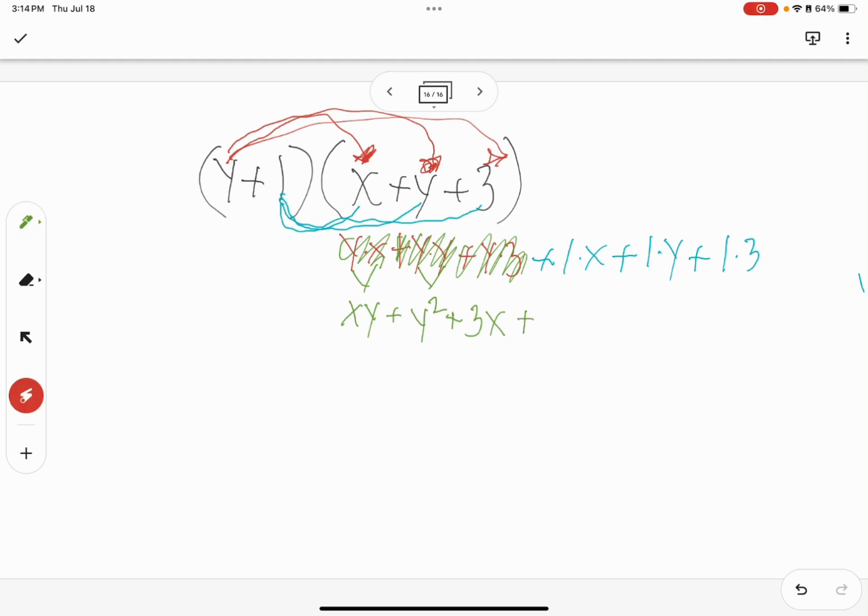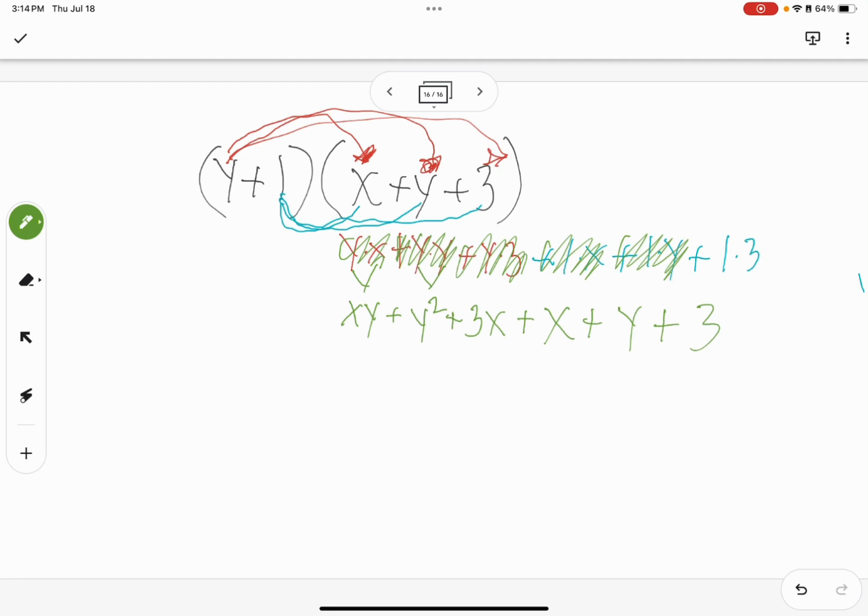And 1 times x, we don't have to write down the 1 anymore because we know it's just 1x. So that gets rid of that. Plus, we're going to bring down that plus sign. 1 times y, again, just equals y because we know we've got 1y, so we don't have to write the 1. And then bring down the plus sign again. 1 times 3 is 3.